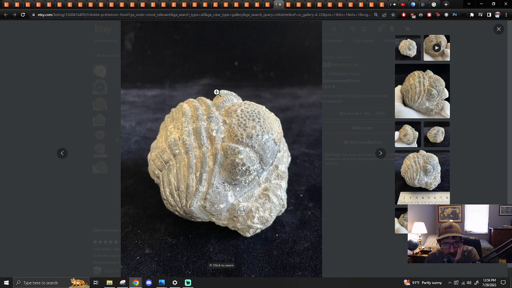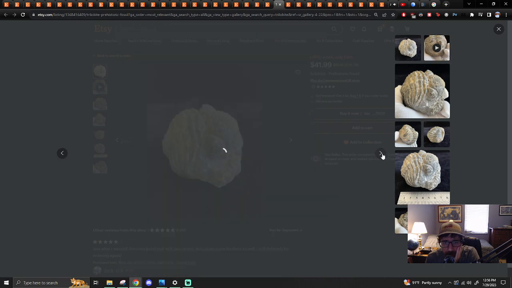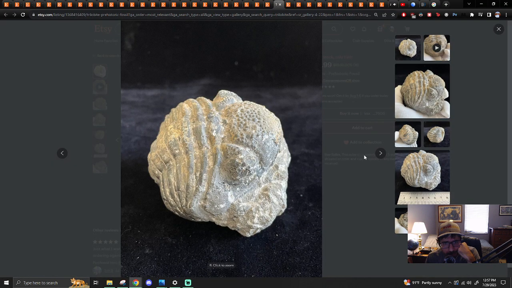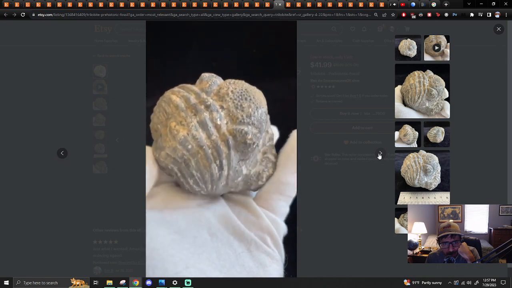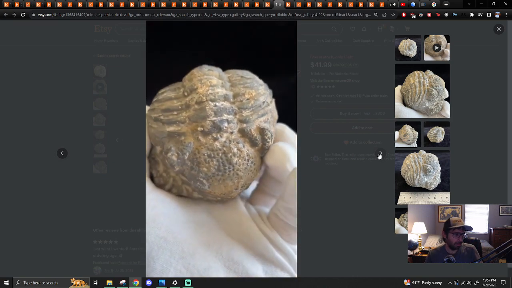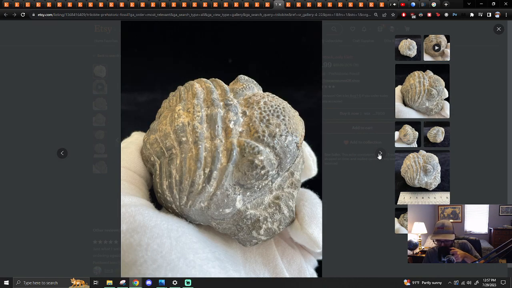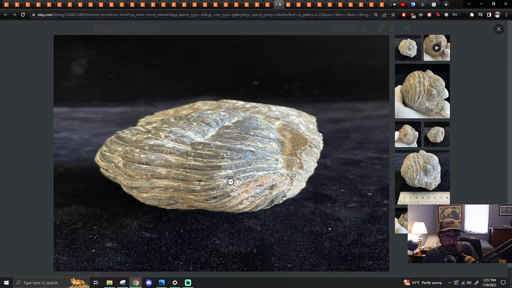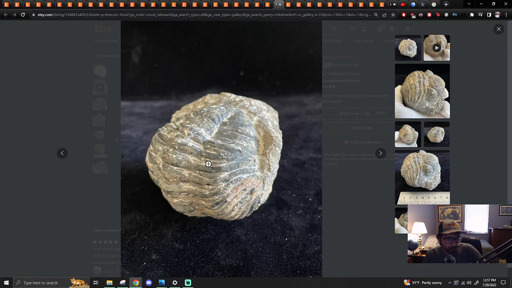Okay, this one's rolled up. We can see some eyeball things, some little specks there. Damn, this thing's big, it's fist sized. Okay, so this one's rolled up, which is worth noting.